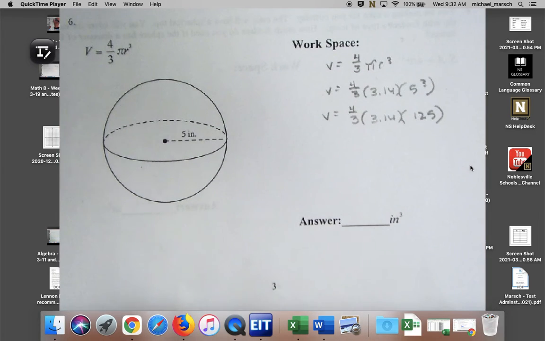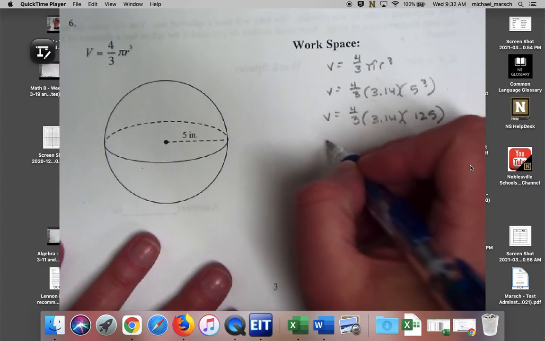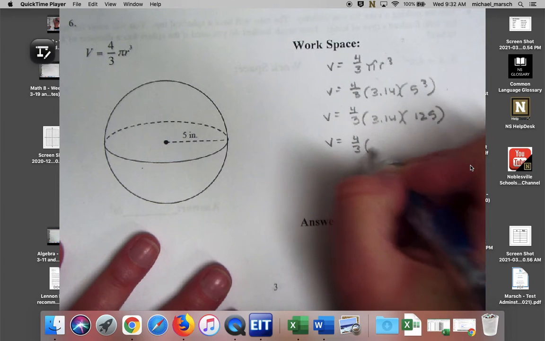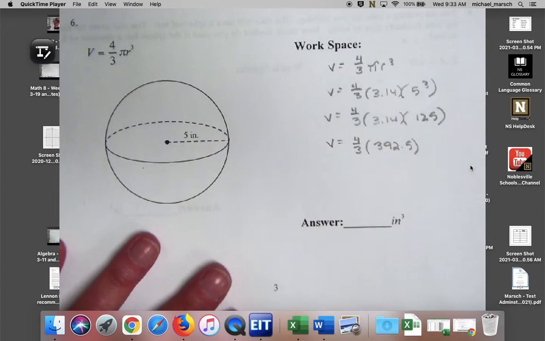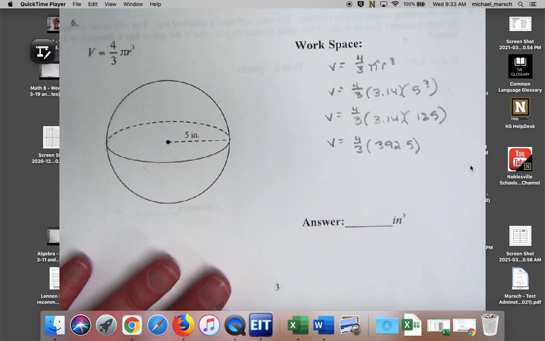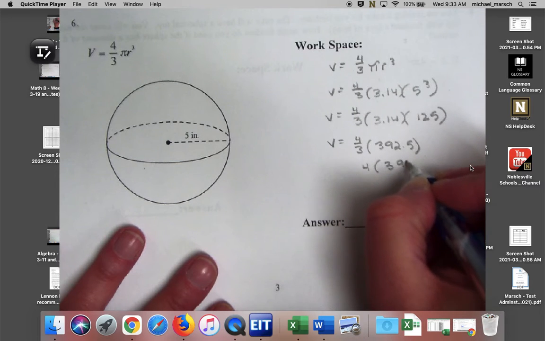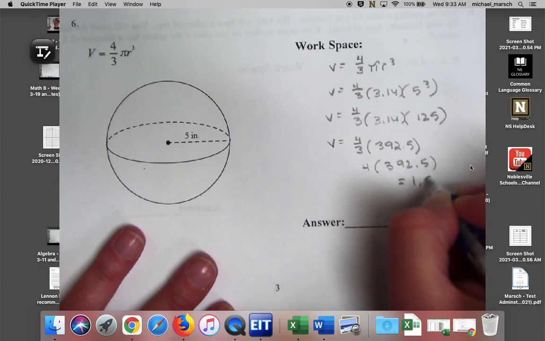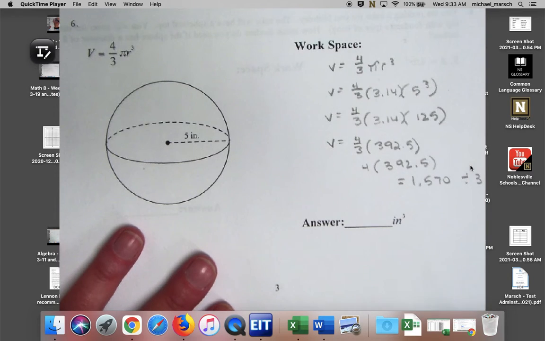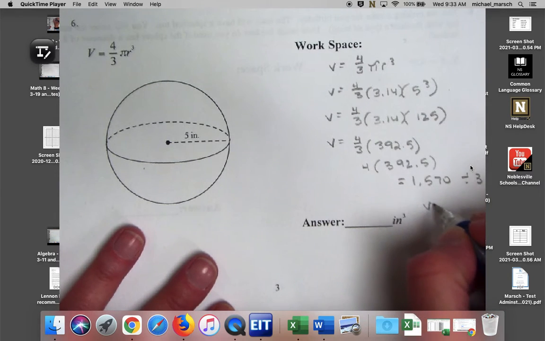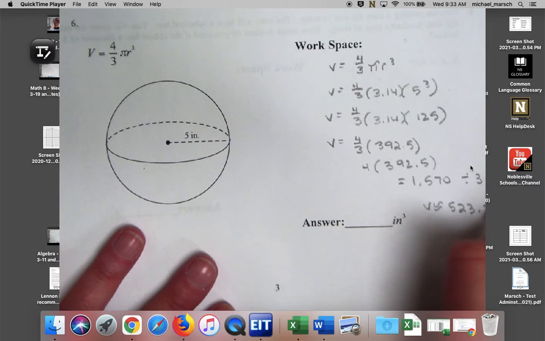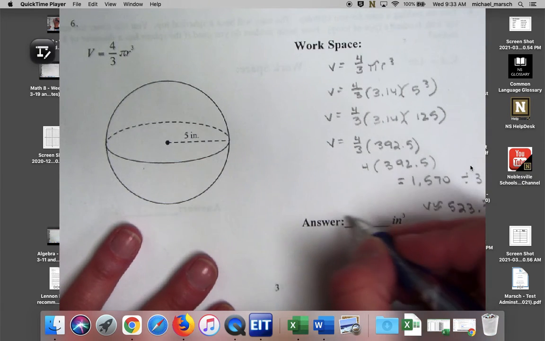So I'm going to do 4 times 3.14 times 125. Volume equals 4/3 of 392.5. So then I multiply that times 4, and I get 1,570. Divide that by 3. Volume is about 523.3 repeating.